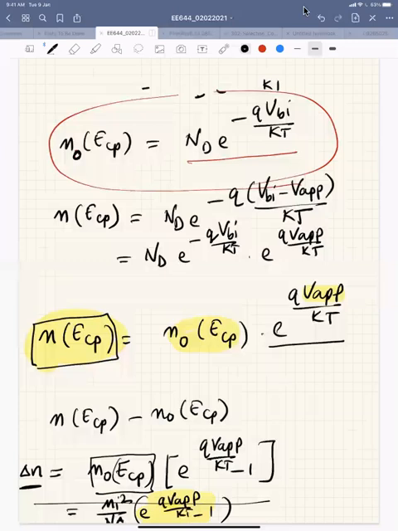I'll stop here because anyway we are 5 minutes above 12. If you have any questions, you could ask me, because this is a concept which you need to understand.